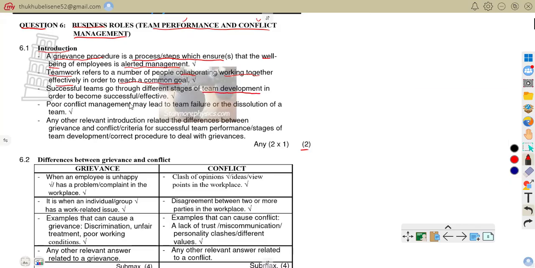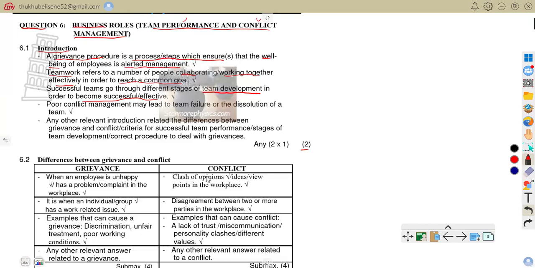So we're saying successful teams go through different stages of team development in order to become successful and effective. As we know, we have the forming stage, the norming stage, the performing stage, all those team development stages. Successful teams have to go through these stages so that they can be successful.